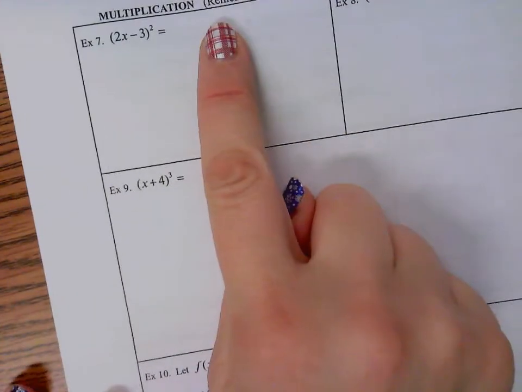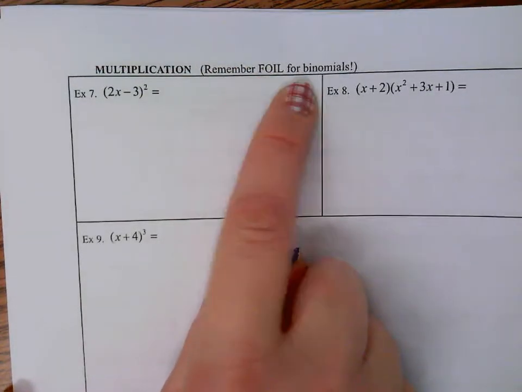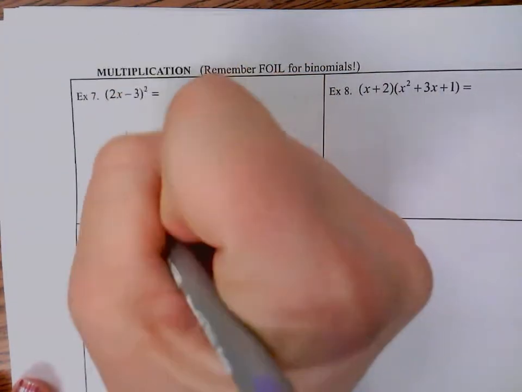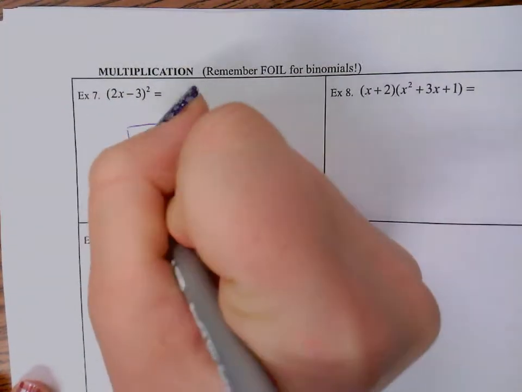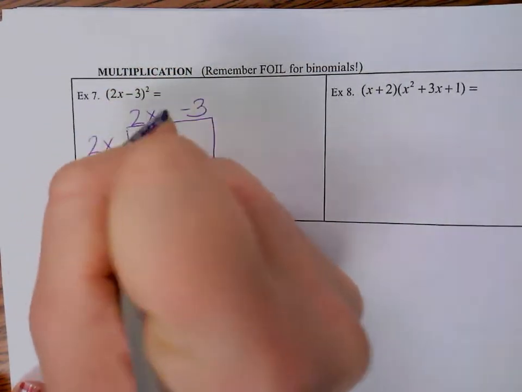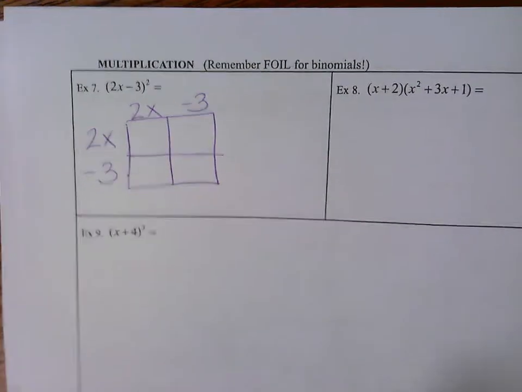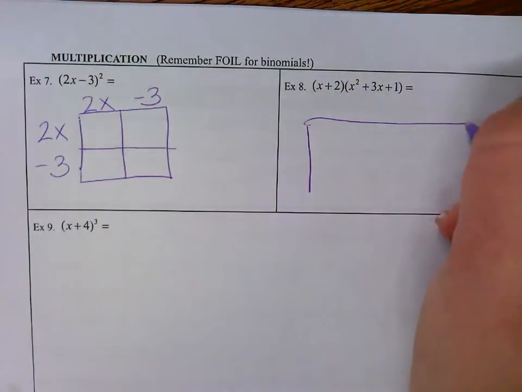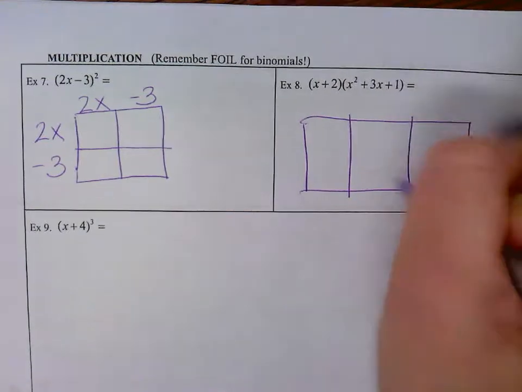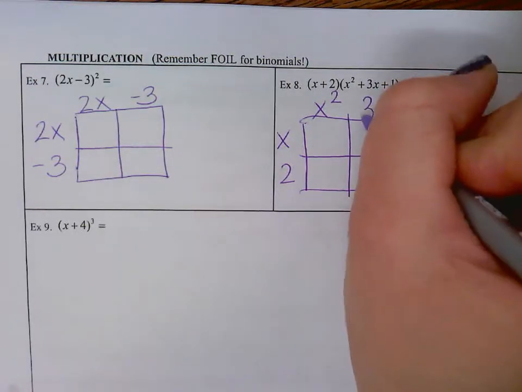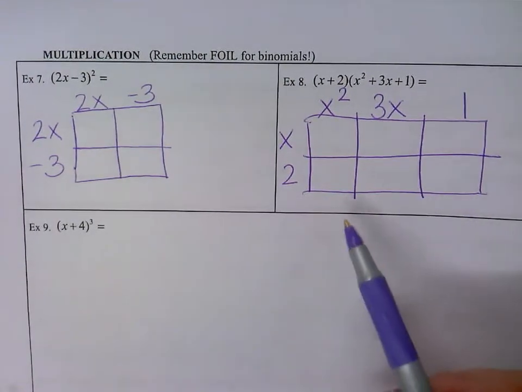Guess what? We've already learned how to do multiplication. I said remember FOIL or remember the box method. I guess this year we did more of the box method. So example 7, this is like right off of the test that you just took on quadratics, right? You take 2x minus 3 times 2x minus 3, and you write your answer inside that box. The only difference between 7 and 8 is you have a bigger box because you're going to have x plus 2, and then you're going to have x squared plus 3x plus 1. So you just have a bigger box on example 8.